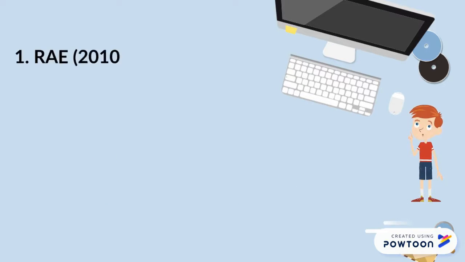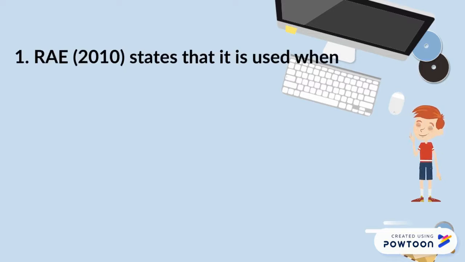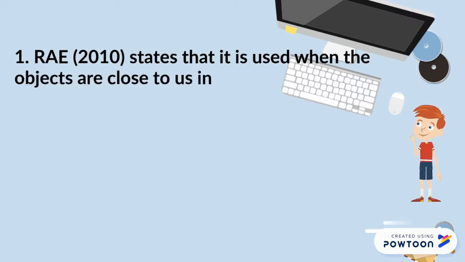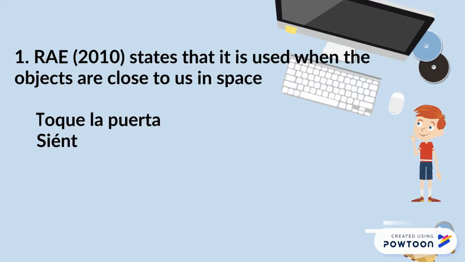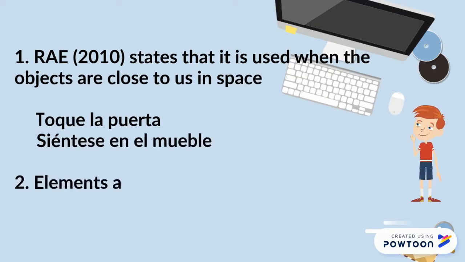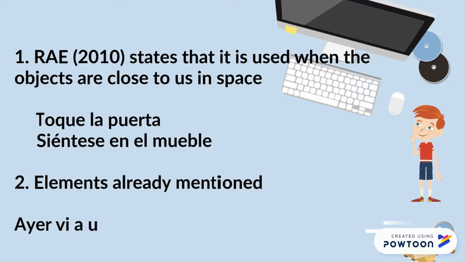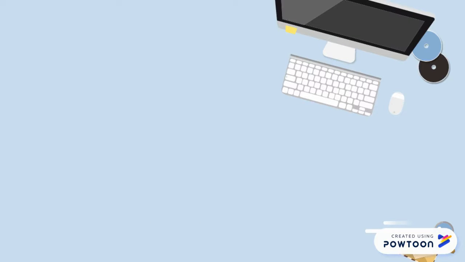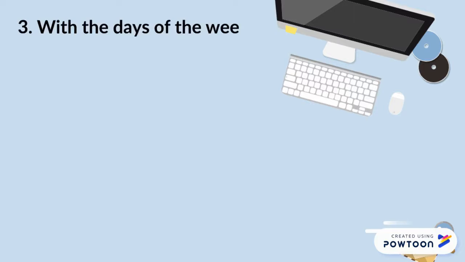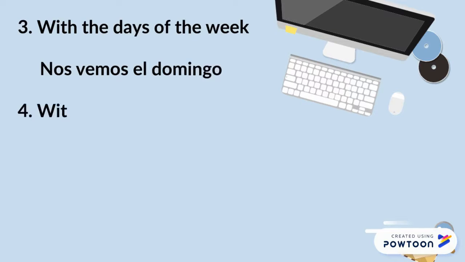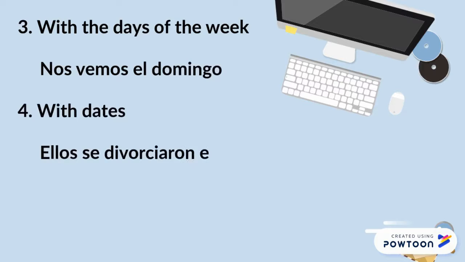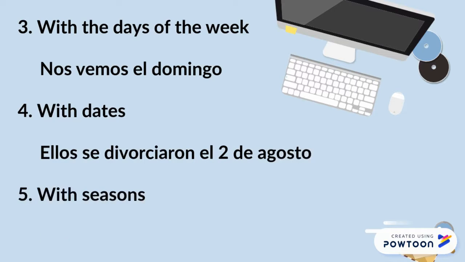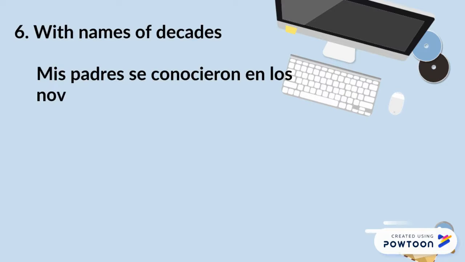The Real Academia Española states that it is used when the objects are close to us in space, or when the elements are already mentioned. We also use the definite articles in Spanish for the days of the week, with dates and seasons. Besides that, with names of decades or with superlative adjectives.